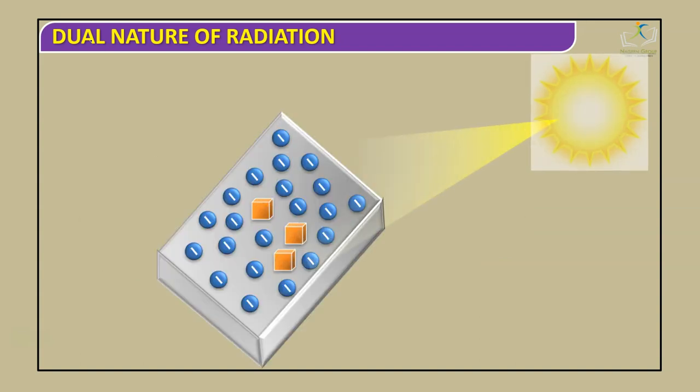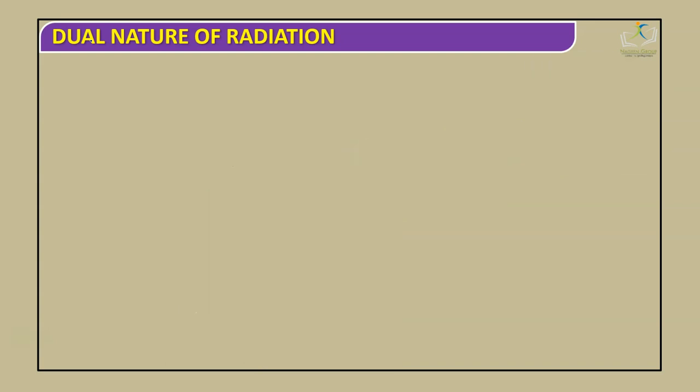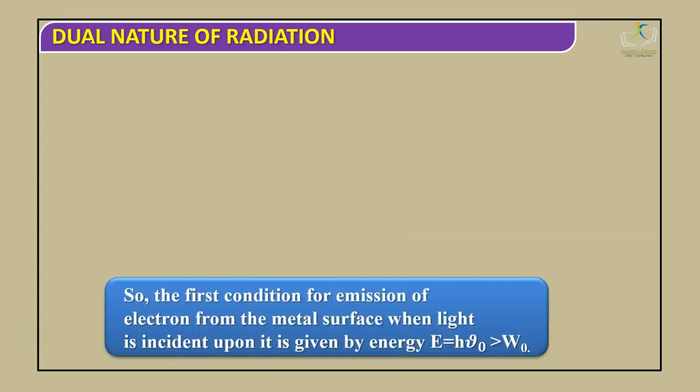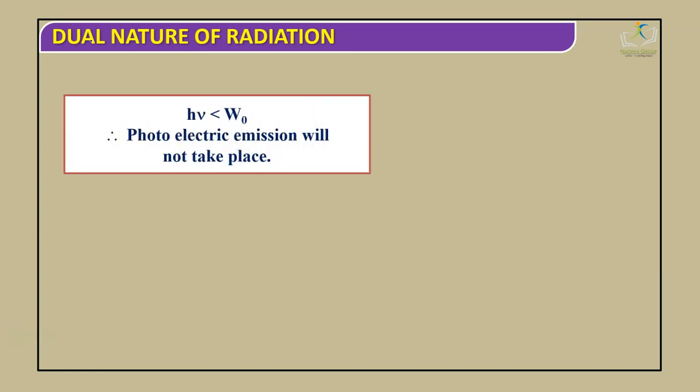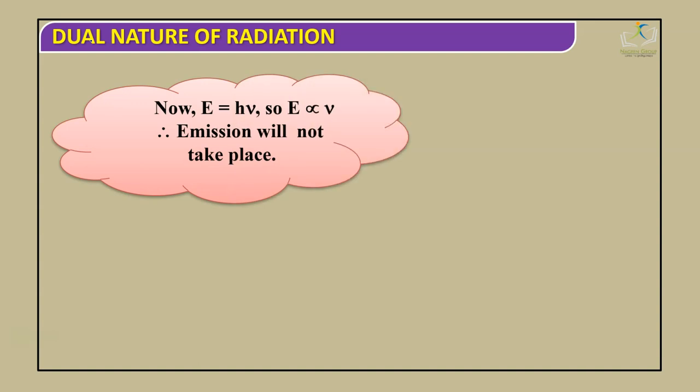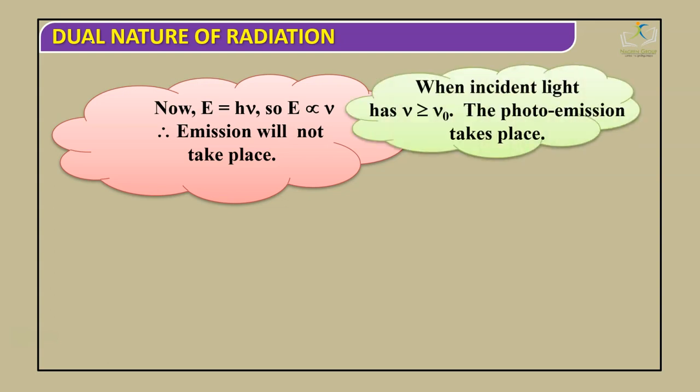So as you can see, if we are sending the light rays, the electrons start to emit. The first condition for the emission of an electron from the metal surface when light is incident upon it is given by energy E equals h nu naught, which is greater than the work function. If h nu naught is less than the work function, then photoelectric emission will not take place. Now E equals h nu, E is directly proportional to nu, so emission will not take place.